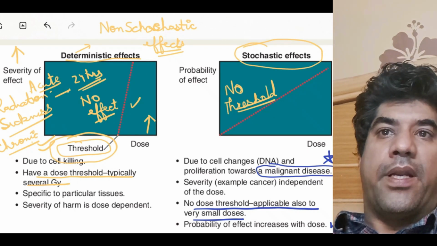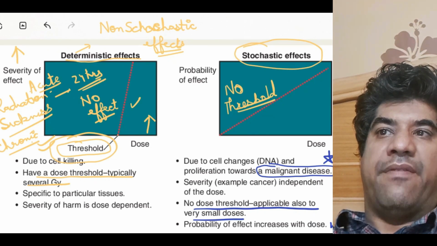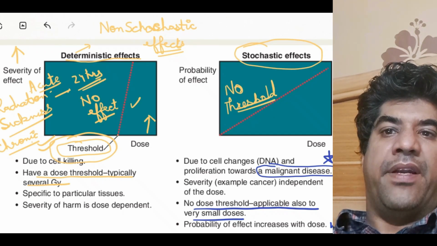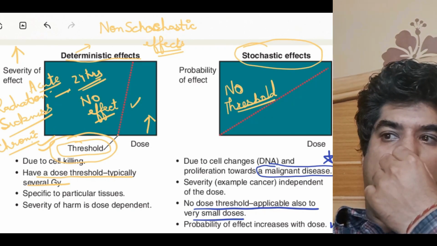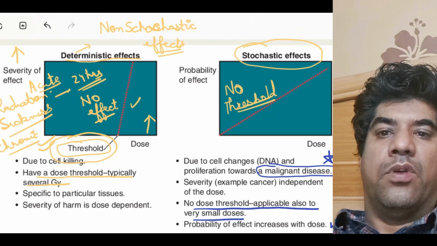So this table is important. This one is the deterministic effect and this one is the stochastic effect. The deterministic effect occurs due to cell killing. They typically have a dose threshold. The deterministic effects are specific to particular tissue.